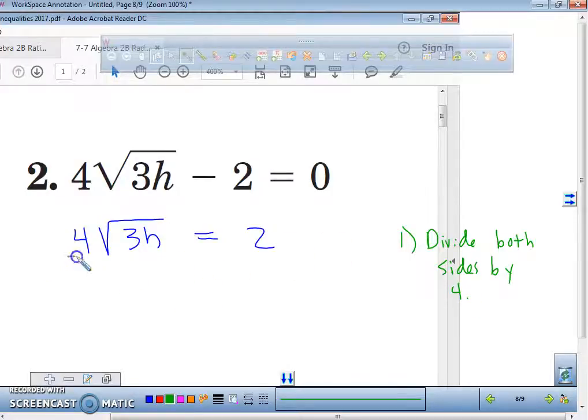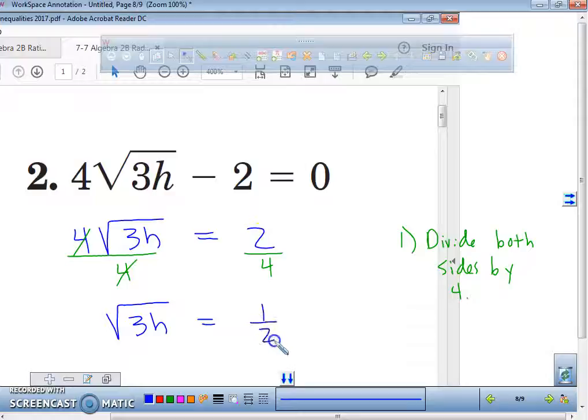So if we divide both sides by 4 at the very beginning, these 4's cancel out. And what are we left with? We're left with the radical 3h equals 2/4, which is 1 over 2. That's one way. You could have also started by dividing both sides by 4 after you first added the 2 to both sides.